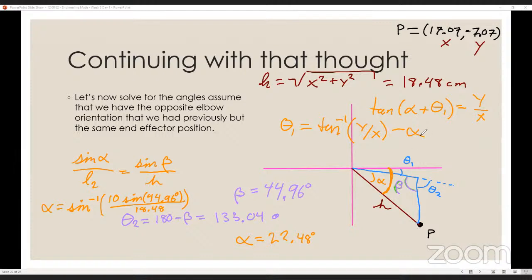And if we crunch that, we get what? Theta 1 is a really small angle, basically 0 degrees. At least that's what I got. You guys, yeah. It's 0. Yeah.